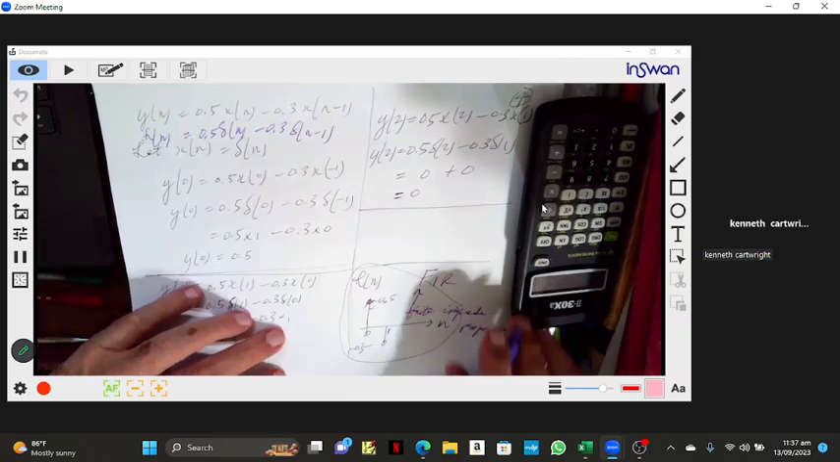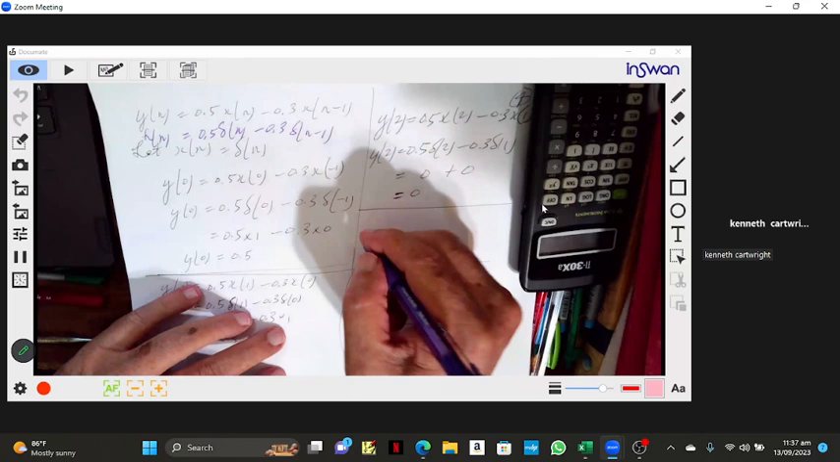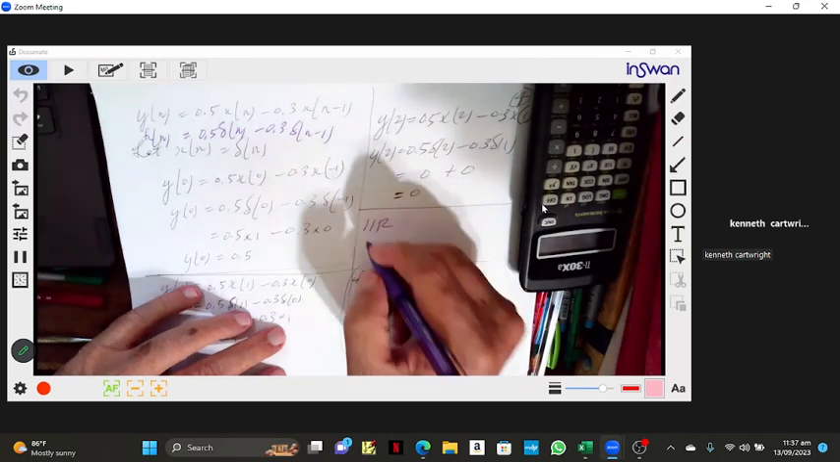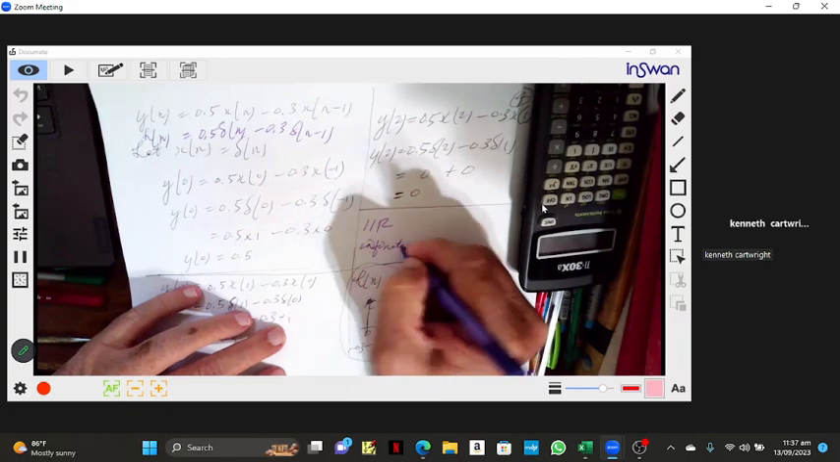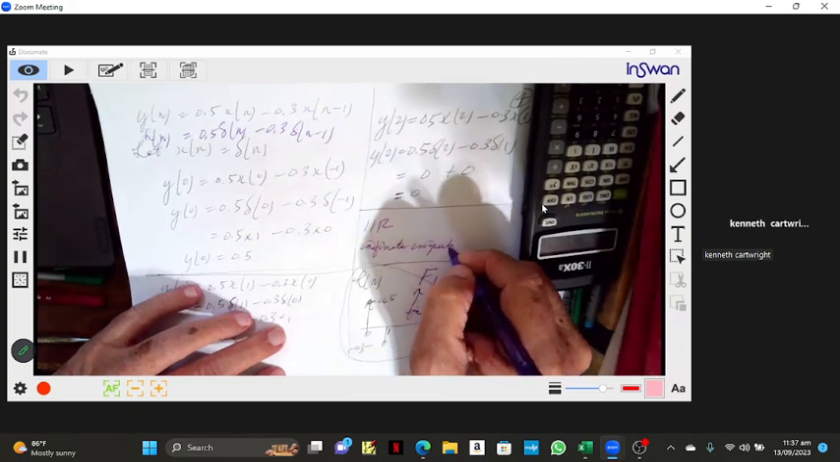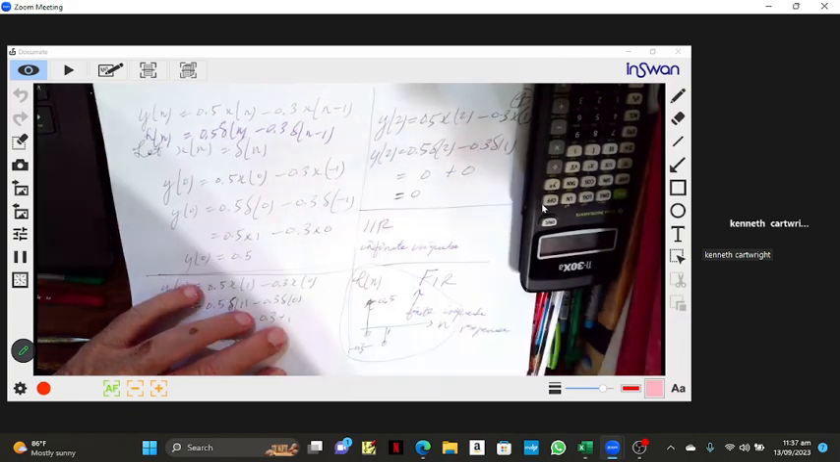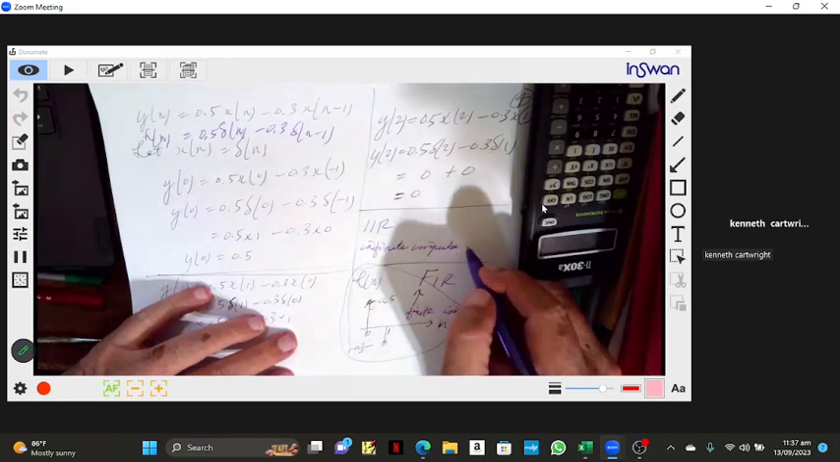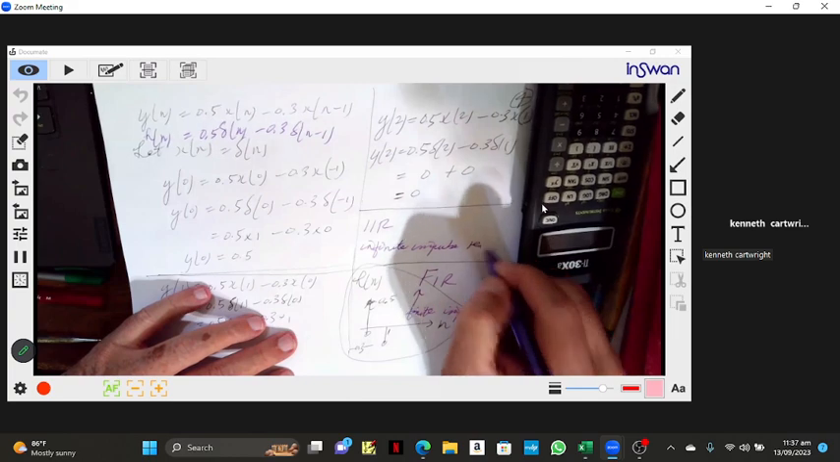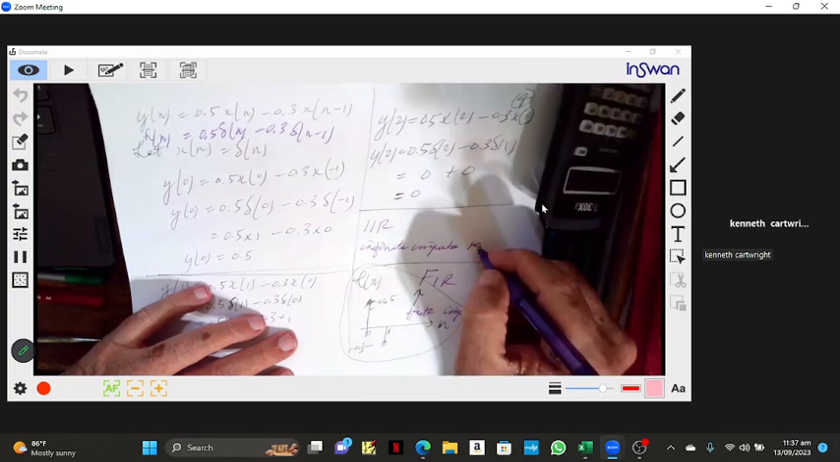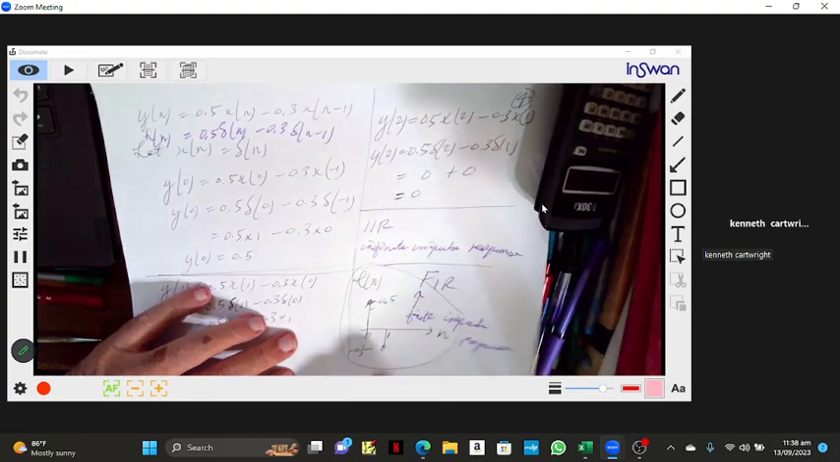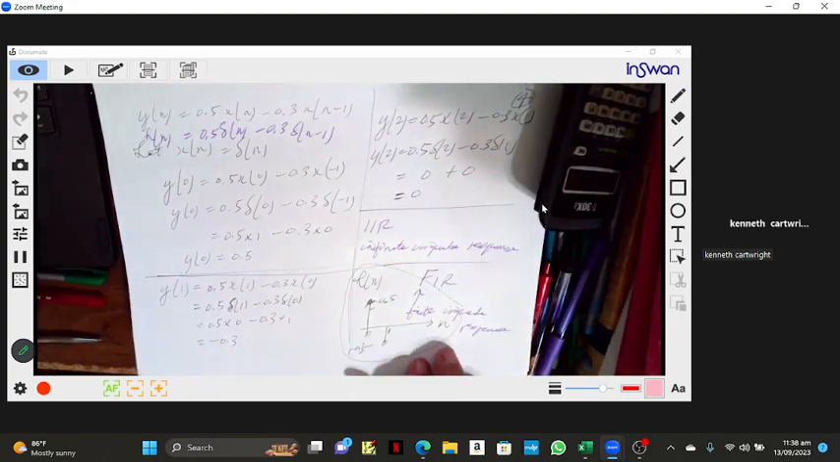And then the other filter, IIR, infinite impulse response. The impulse response has an infinite number of impulses. We'll have to leave it there for today.